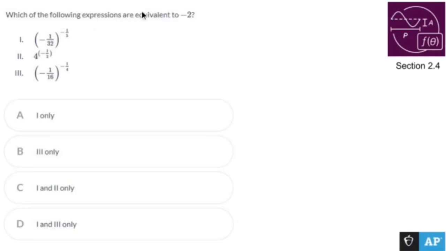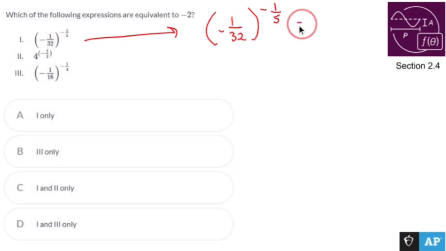Which of the following expressions are equivalent to negative 2? Well, let's take this one step at a time. I have (negative 1 over 32) to the negative 1 over 5. Now, first things first, whenever you have a negative exponent and a fraction living inside, flip it and make it positive.